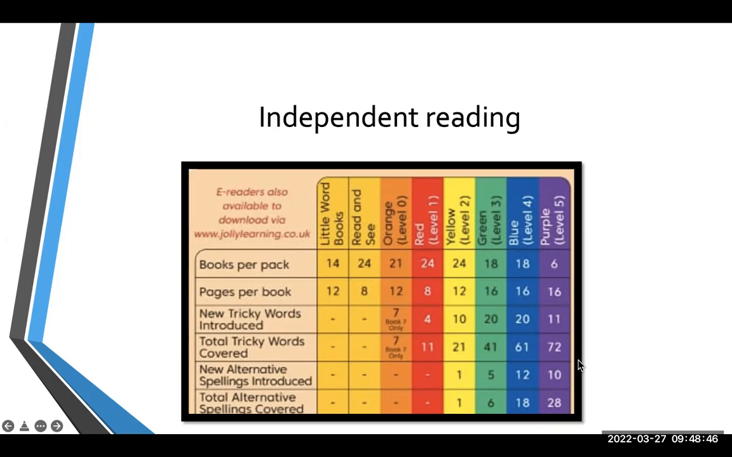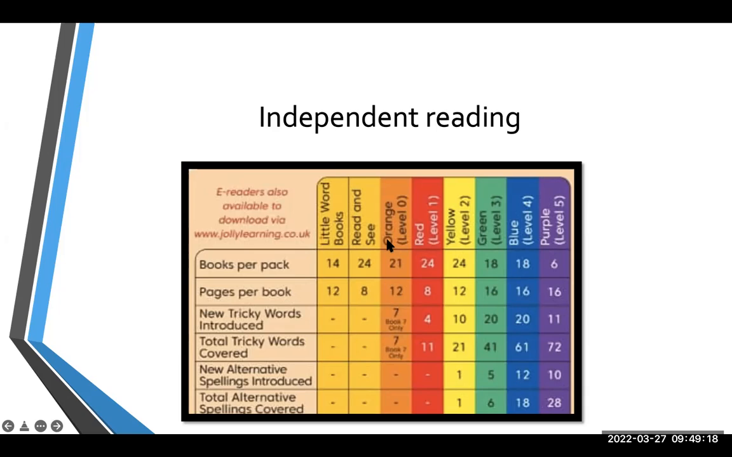If your child is able to read little word books, you can move to the read and see. If the child is reading this level, you can move to the orange level, then to red, then to yellow, then to green, then blue, and then purple. You cannot skip any of the levels except this read and see. Little word books are very important as well, but still these are optional. So you can start from orange level, then move to the red, then yellow, then green, and blue and purple. So these are the additional ones.